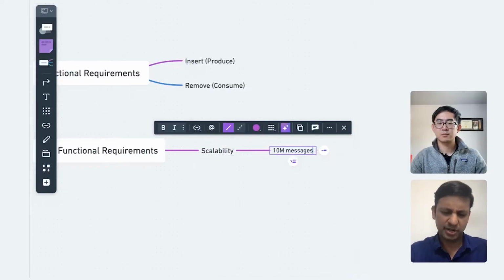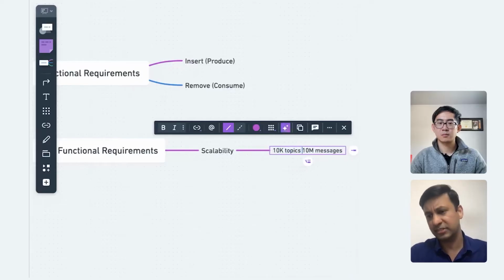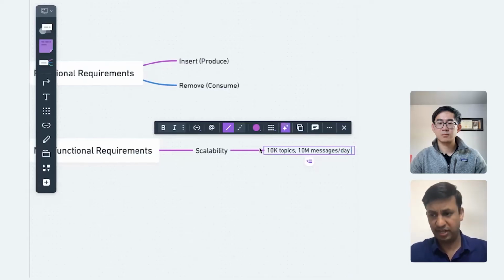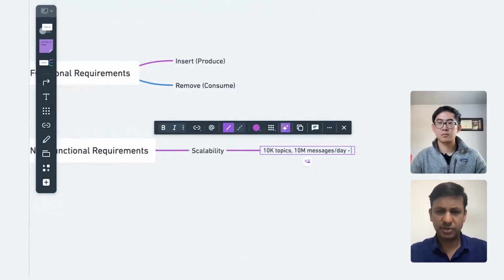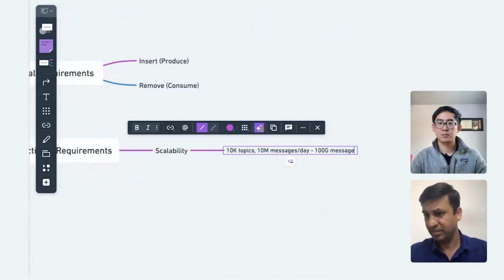Sure. So we can have multiple topics. Like I mentioned about the orders, in the e-commerce world, there can be so many, like when a product is listed. Let's assume probably 10 million messages. I would say probably 10K topics, and we can say 10 million messages, and if we are inserting them per day, it comes out to be probably around, I would say, 100 gig messages per day.